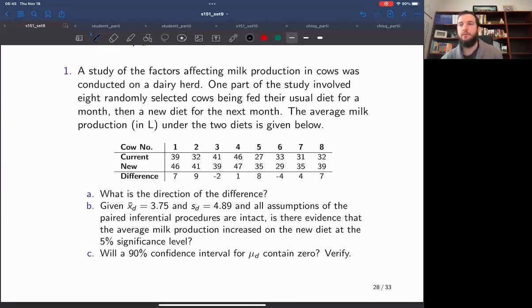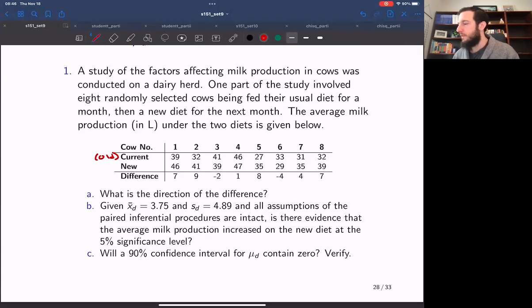Okay, so they have the current diet. We might want to think of this as original or old for 1 month, and then they have a new diet for another month. And what we will eventually want to know is if this new diet has increased milk production. So we're measuring milk production in liters in this example.